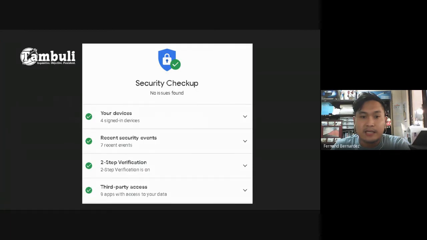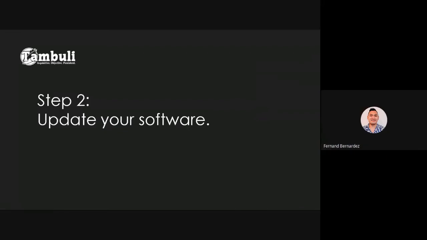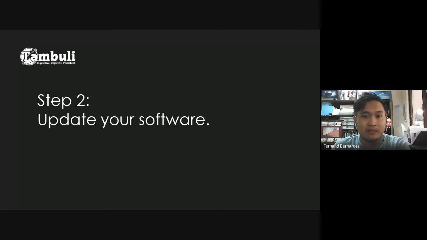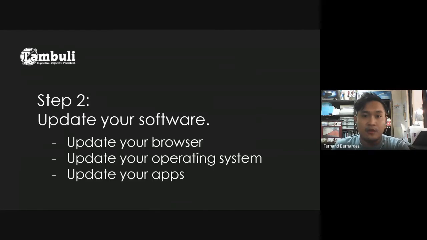Okay, next step. Step number 2, in making sure that everything is secured, we need to update your software. If your browser, operating system, or apps are outdated, the software might not be safe from hackers. Keep your software updated to help you protect your account. First, you need to update your browser. Second, you need to update your operating system. Make sure you're using the latest version of the operating system on your device, and you will be more secure.